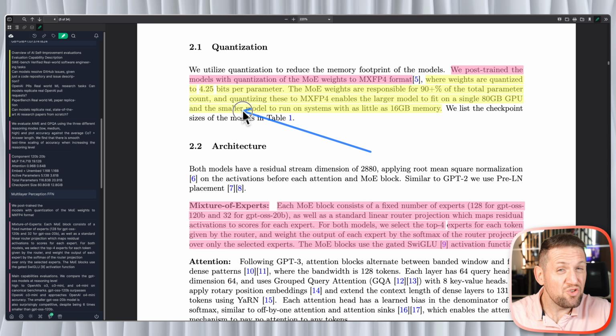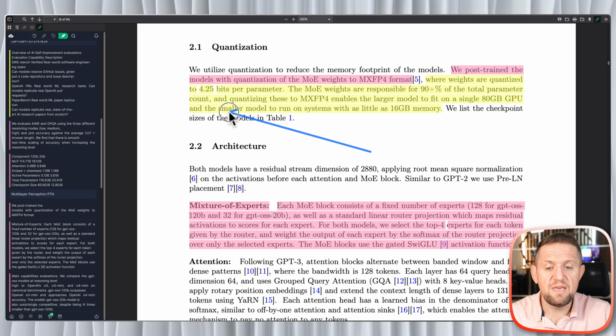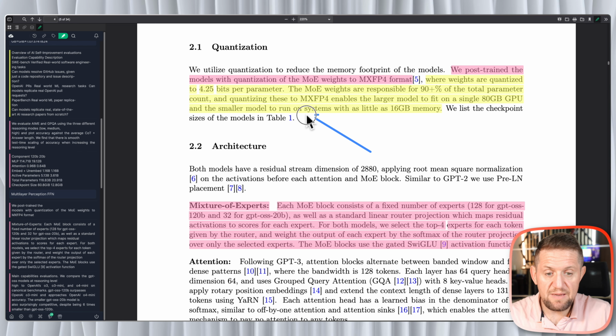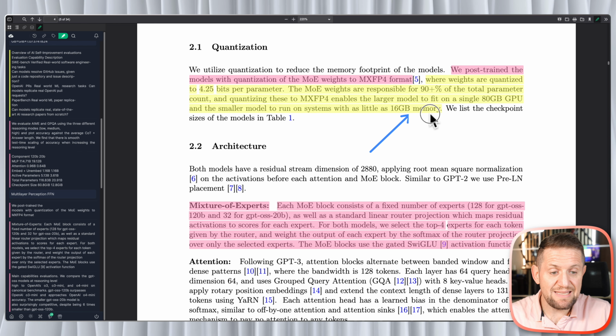So this is one of the main ways they are optimizing the model operation on smaller size GPUs, including the little one, which is the 20B, that can run on a 16 gigabyte memory.